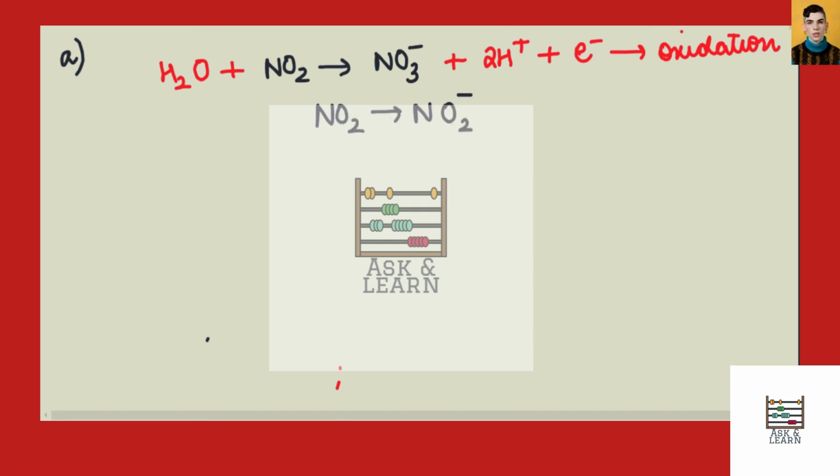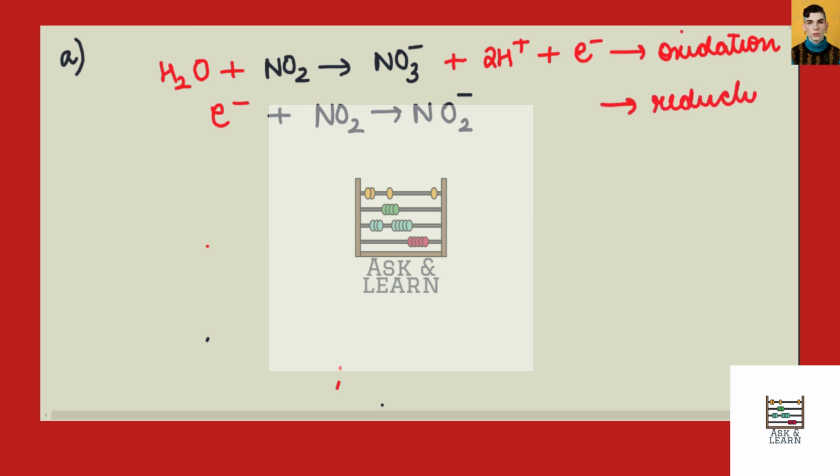goes to NO2 negative. Now in this reaction we will start with just balancing the electrons. Since nitrogen and oxygen are already balanced, we will just end up having one electron on this side. So this is the reduction reaction.